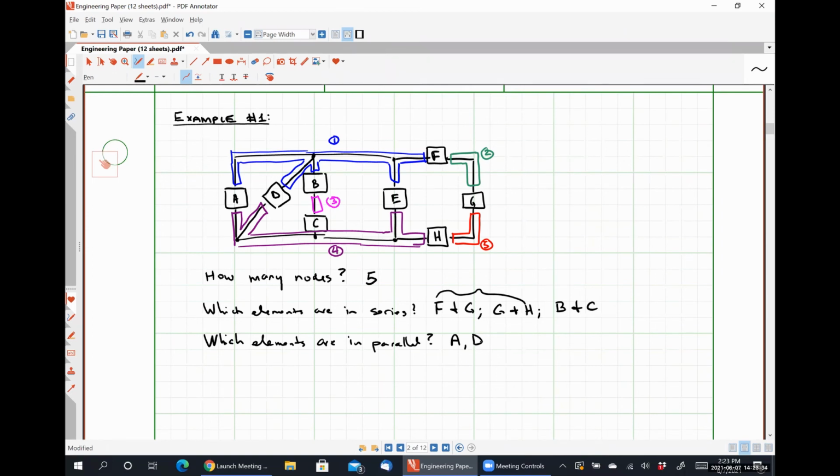B is not in parallel because while they do share the blue node, they don't share the purple node, right? The bottom terminal of B is connected to that pink node, not the purple node. I believe somebody said element E, which is correct. So elements A, D, and E all share the blue node at the top, and they all share that large purple node at the bottom. So they are all connected in parallel.